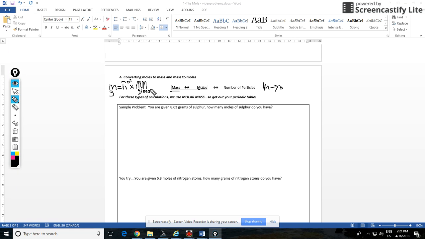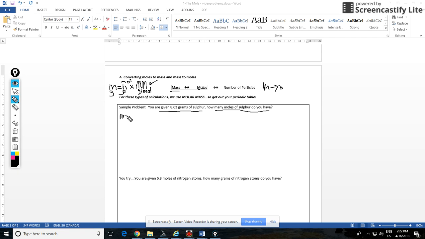So if you want to find the mass from the number of moles that you have, you do number of moles times molar mass of that particular substance. So let's do a sample problem together. You are given 8.63 grams of sulfur. How many moles of sulfur do you have? So in this case, we're not trying to find the mass, we're trying to find the number of moles.